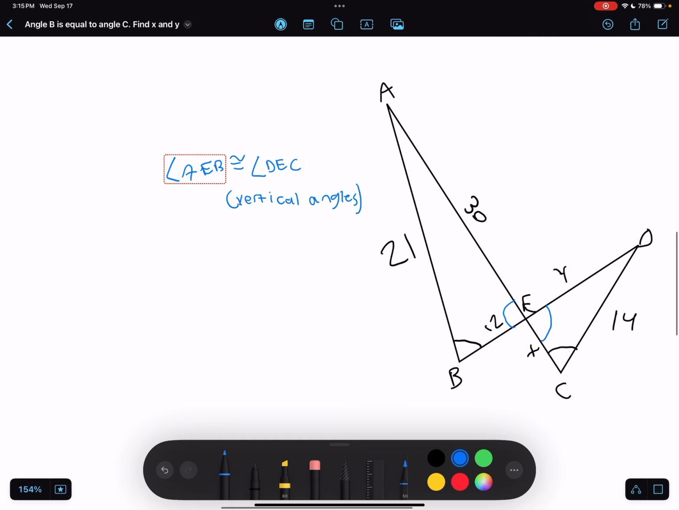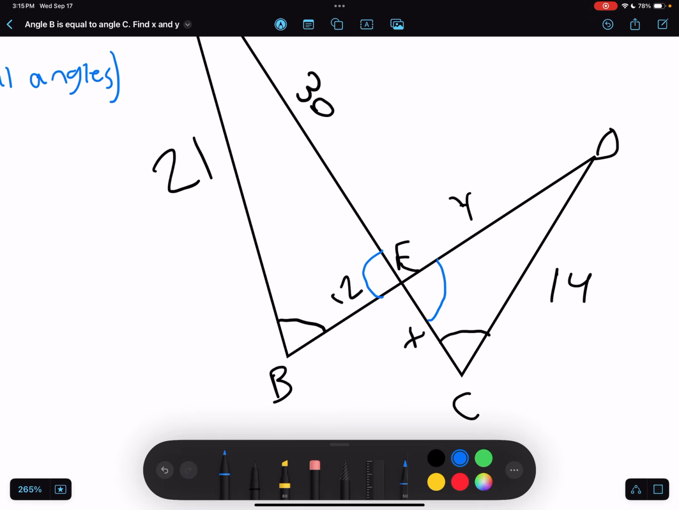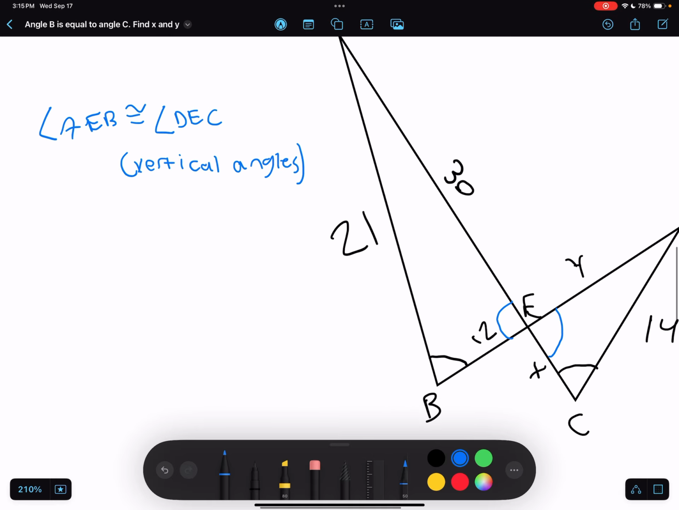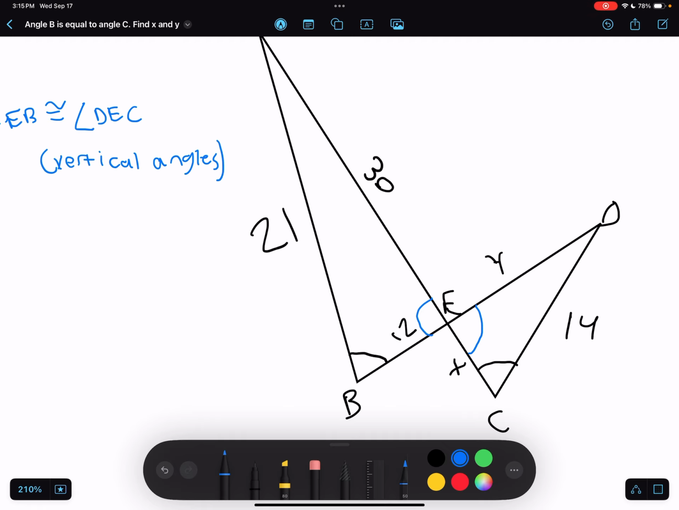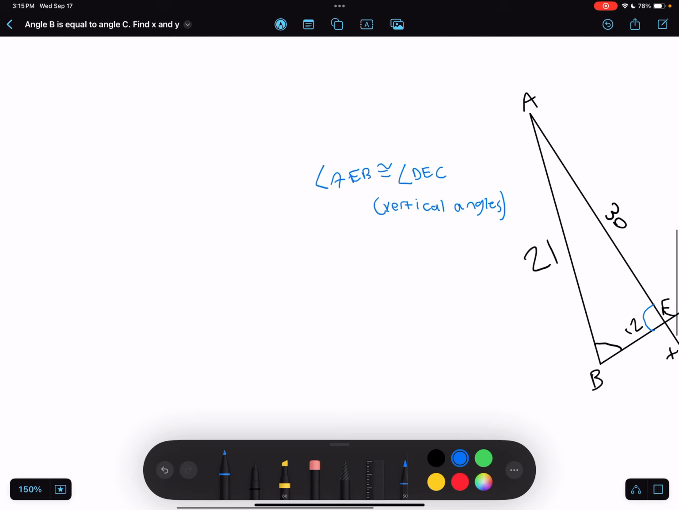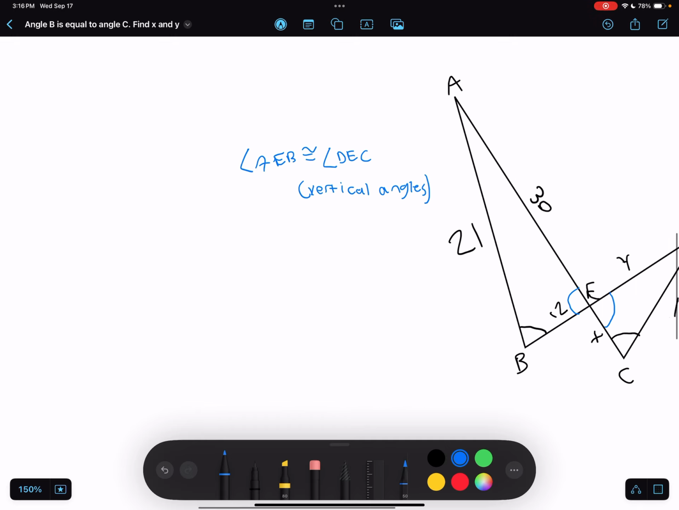Okay, so that's the first thing we now know. So actually right there, we have got ourselves two angles in common. We've got angle B and angle C, and we've got angle AEB and angle DEC. So we have two angles now, which means we can use the AA, or angle-angle, similarity criterion to conclude that these two triangles, ABE and DCE, are indeed similar.